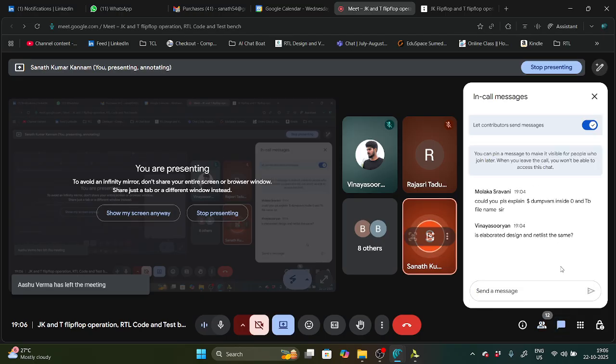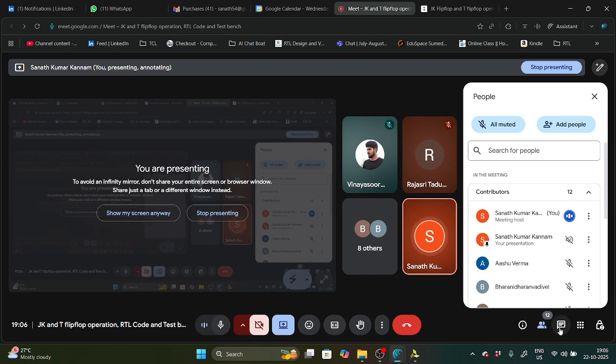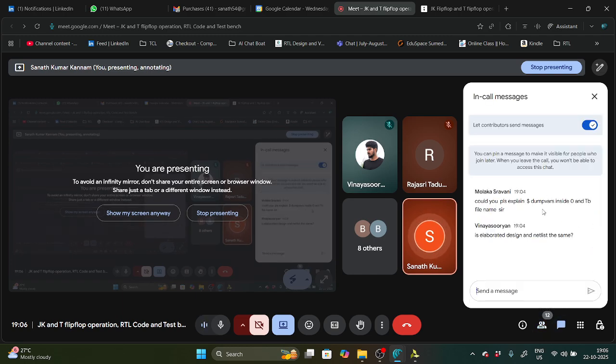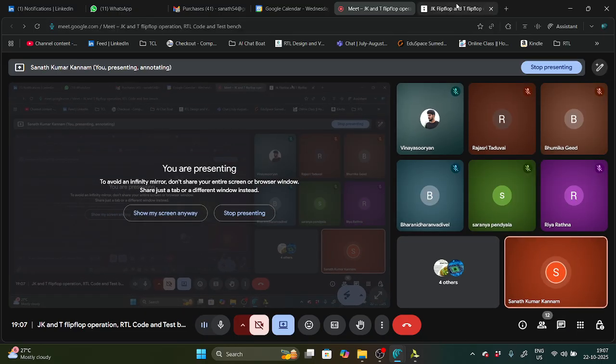Elaborate design and netlist, the same. Yes, it is generating the netlist. Dollar dump is the kind of function we write, and this will come in the EDA Playground. Elaborate design is generating the netlist only, and the netlist is the same. Next I am going for the T flip-flop.